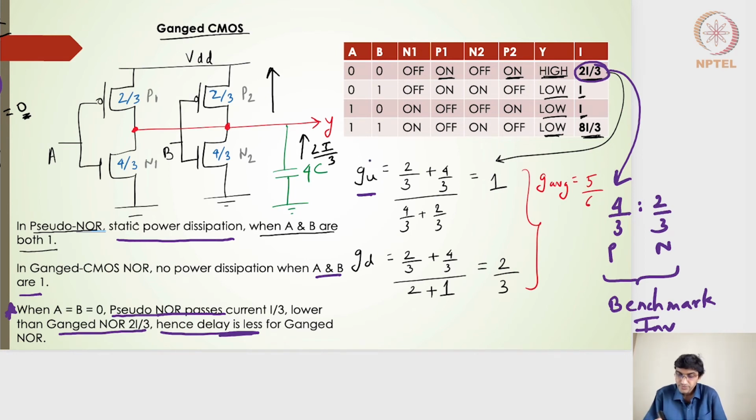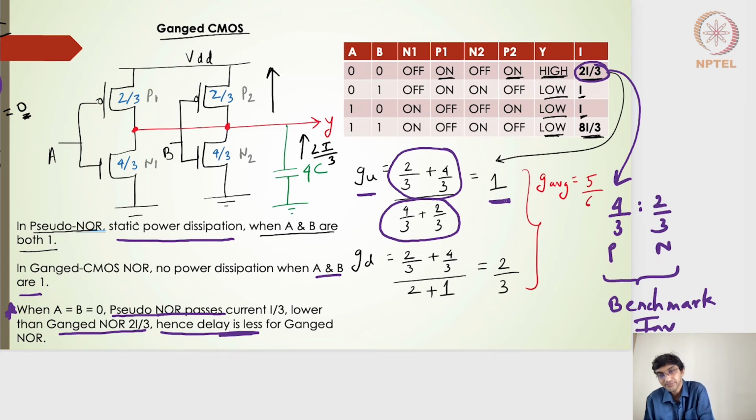All right. So the logical effort will be nothing but the input capacitance seen on the benchmark inverter, which will be 4/3 plus 2/3. And the input capacitance seen by this particular Ganged CMOS will be nothing but 2/3 and 4/3 on the input A side or B side. So overall, the logical effort is actually 1. For the rising output, the logical effort is 1 for a 2-input NOR gate. So it is very beneficial compared to that of the regular inverter.